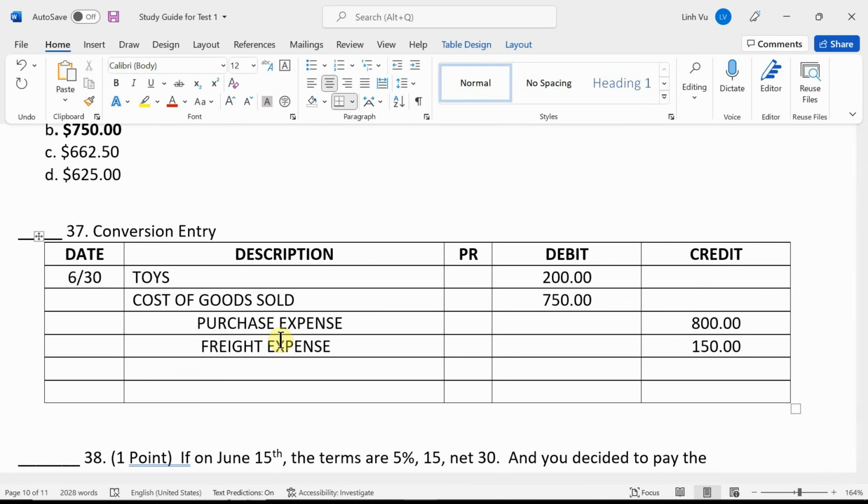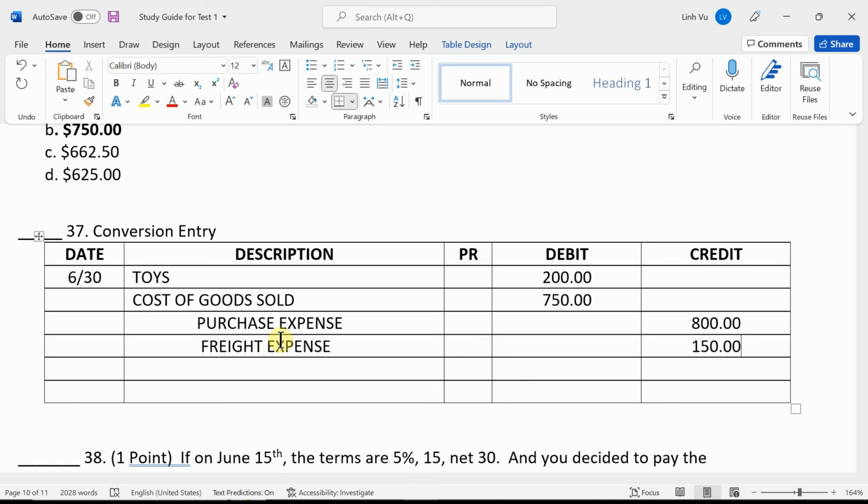For the multiple choice question, I could ask you this. Letter A says you can credit your toys for $200. Or B, you can credit your purchase expense for $800. C, you could credit or debit your cost of goods sold for $750. And then D could be A and B, or E could be B and C. So in this case, your correct answer will be your credit purchase expense and your debit cost of goods sold. And the numbers are correct.